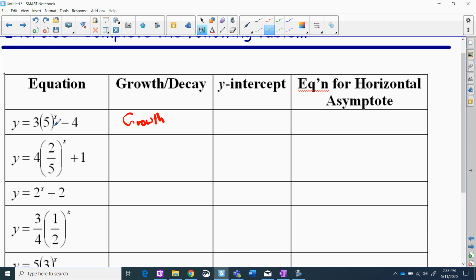Y-intercept. To find the y-intercept, you let x be 0. So easy ones here, I'm just going to do them in my head. 5 to the 0 would be 1. Multiplied by 3 would be 3. Take away 4, the y-intercept, x would be 0. Y would be -1 in this graph. The horizontal asymptote always goes with your vertical shift. So it would be y is equal to -4.